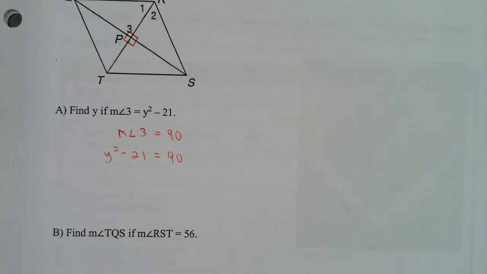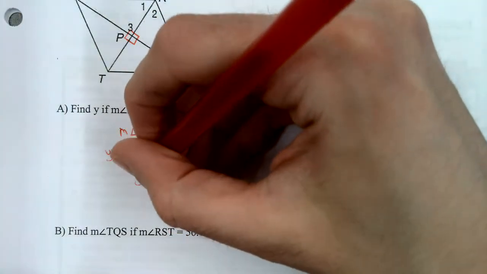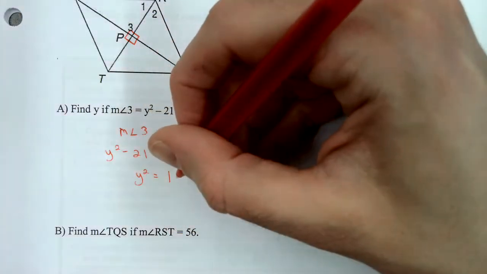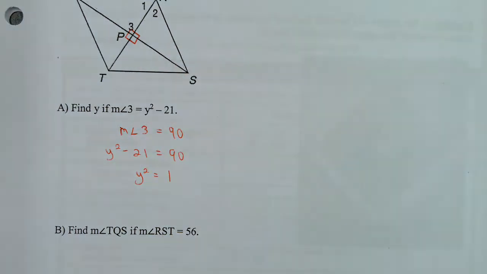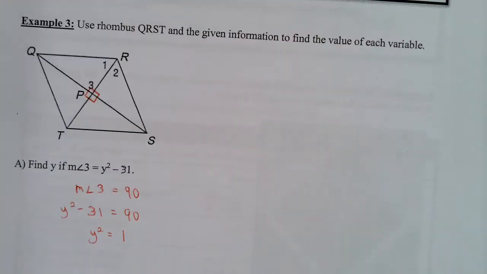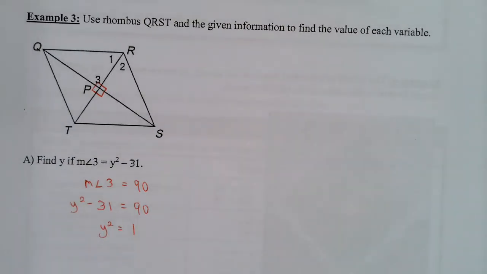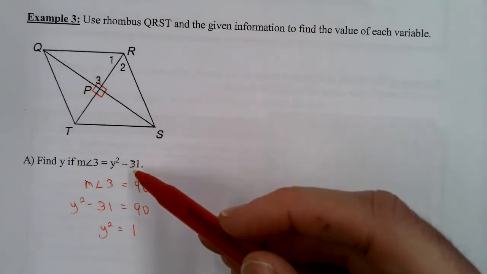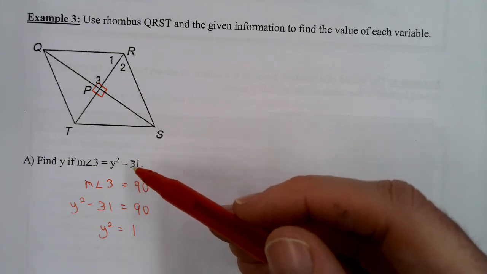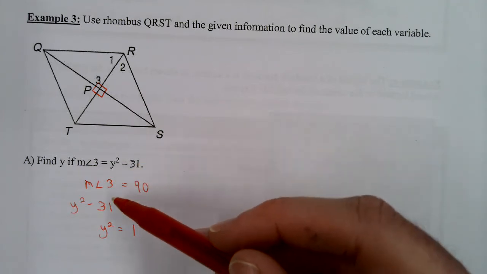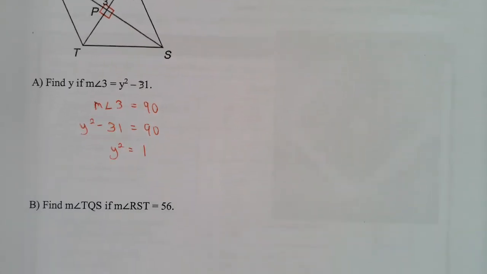Solve that for y like you would in algebra. Add 21 to each side. Actually, you know what? I have a typo. Let me fix that really quick. I want that to be 31. Sorry about that. All I did was change that 21 to a 31. So I'm going to add 31 to each side.